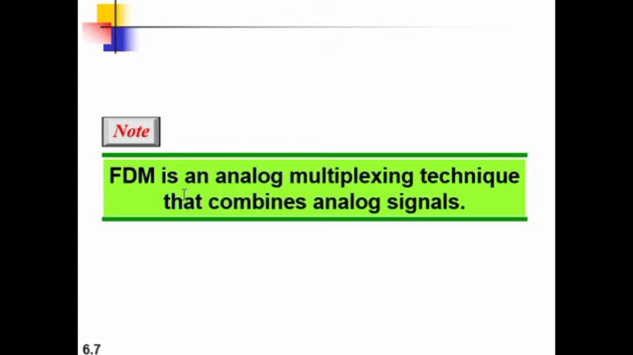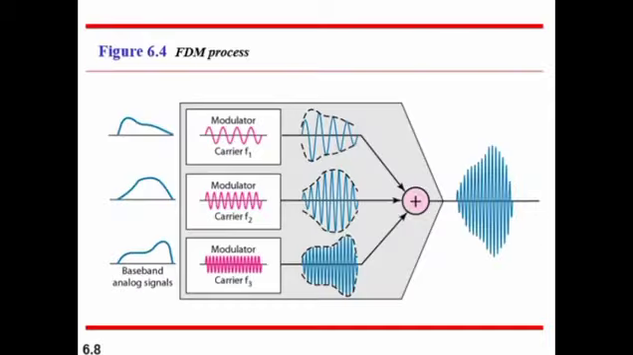Now this is a detailed representation of the FDM process. Here you can see that we are having some baseband analog signals, right? Then they pass through the modulator and the carrier waves are generated, and they are wrapped up into some sort of envelope. Same is the case with the second signal, same is the case with the third signal, and then they are combined into one signal, one link is generated for them.